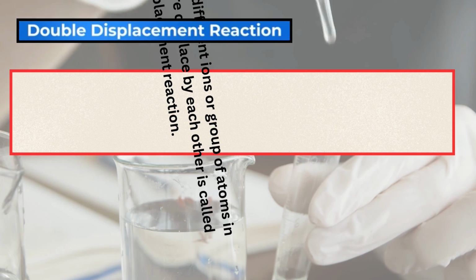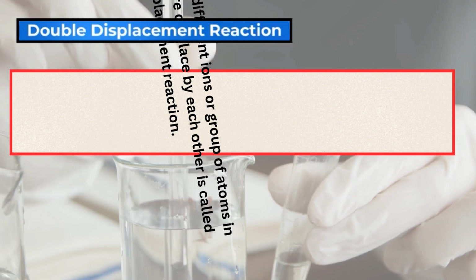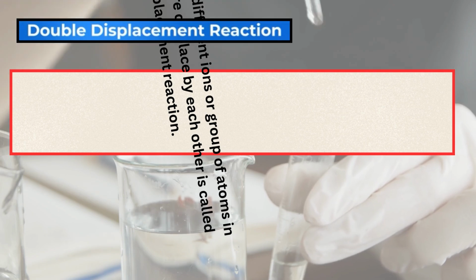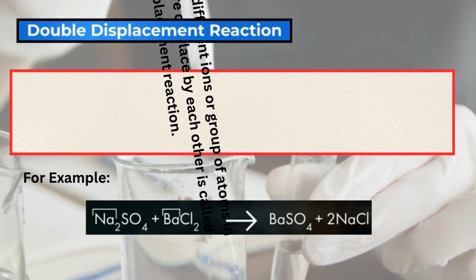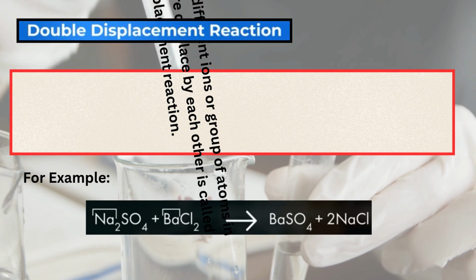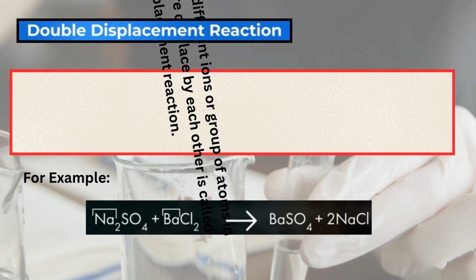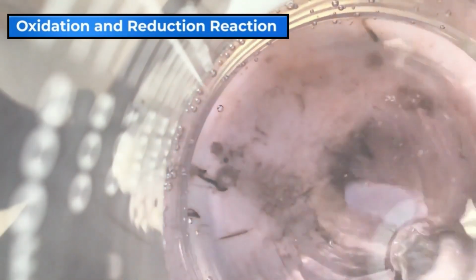Next is double displacement reaction. The reaction in which two different ions or group of atoms in the reactant molecules are displaced by each other is called double displacement reaction. For example, when sodium sulfate reacts with barium chloride, then sodium replaces barium from barium chloride and barium displaces sodium from sodium sulfate.